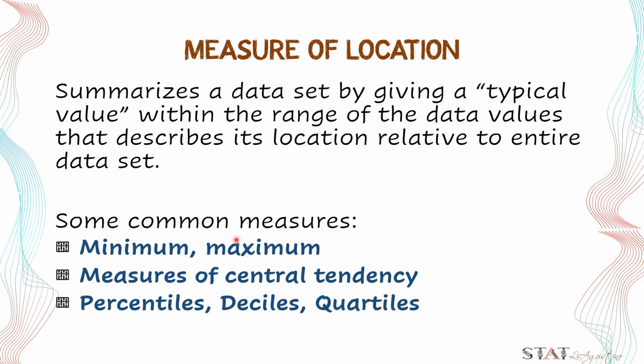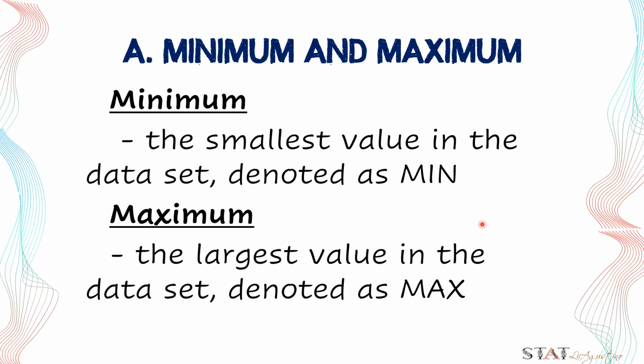Some of the common measures are minimum, maximum, the measures of central tendency, percentiles, deciles, and quartiles. But we will talk only about the minimum and the maximum, and the measures of central tendency. So what are the minimum and maximum? The minimum, by definition, is the smallest value in the data set, denoted as MIN. The maximum is the largest value in the data set, denoted as MAX.